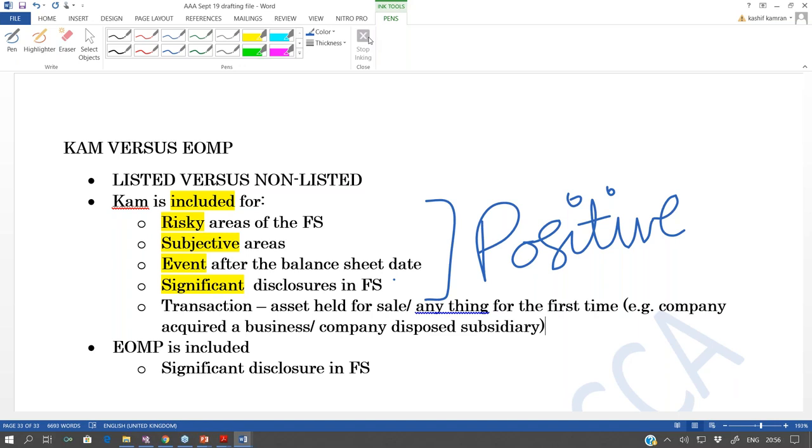But should it be positive? Should it be positive? Yes, any new standard introduced for the first time is also a CAM.